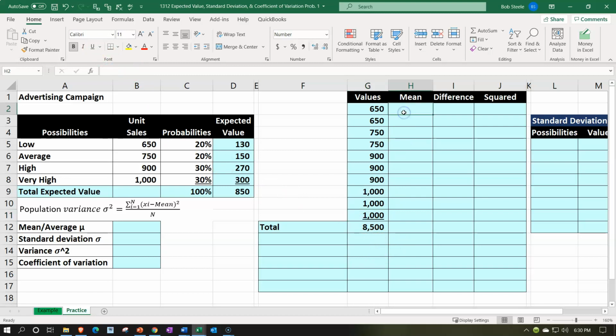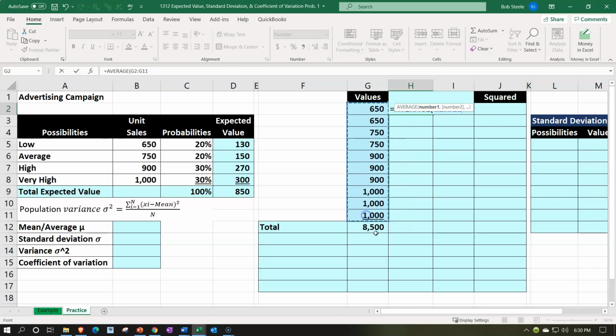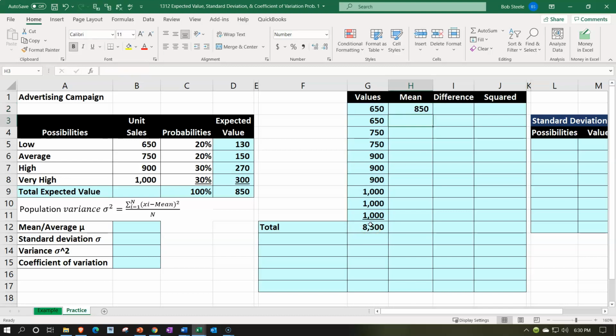We can then take the mean, or the average, double-clicking the average, which would be the 8,500 divided by the number of items, the population, which was 10, and that would give us the 850. I'm going to say equals and select the 850 above it, and then just autofill that down. So I'm going to put the same mean, the average number, all the way down.